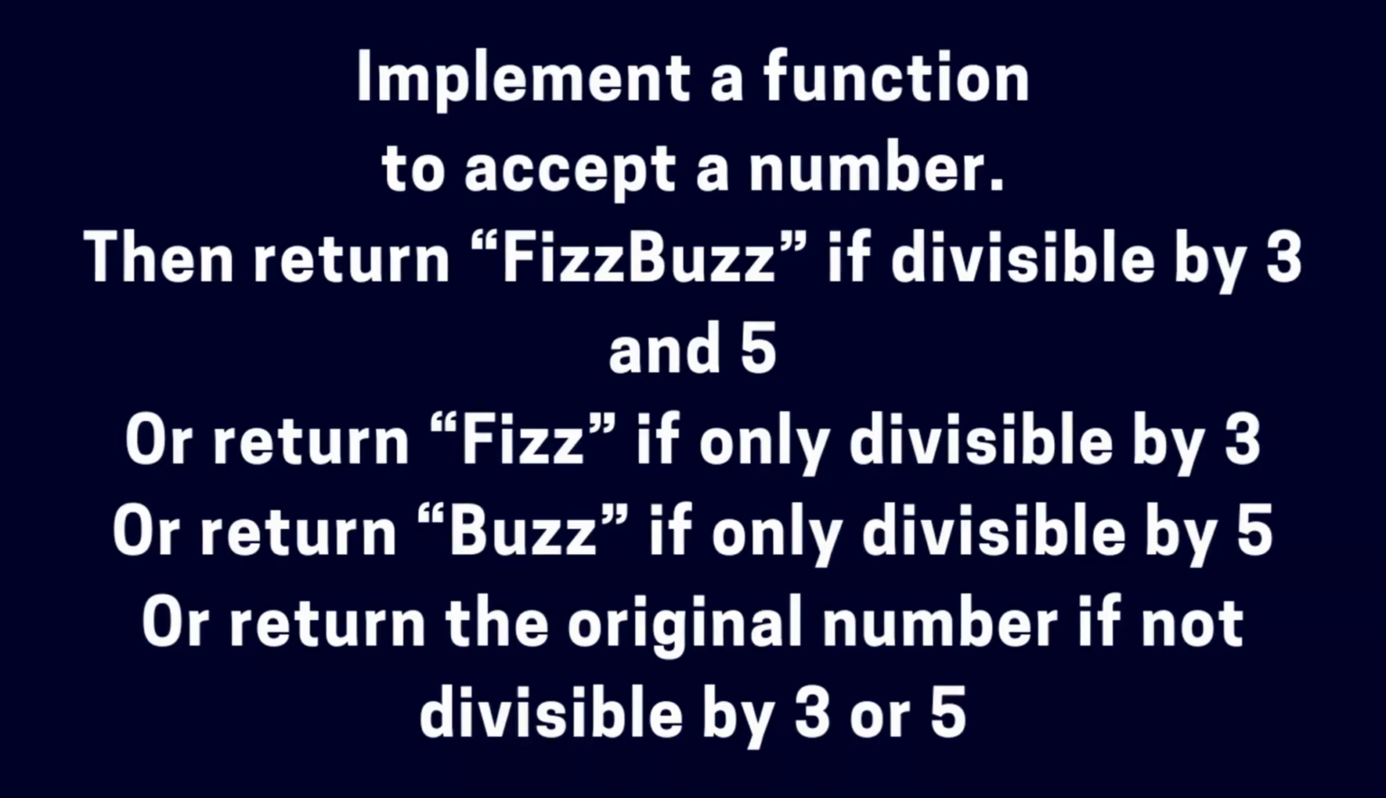Implement a function to accept a number as a parameter, then return the string FizzBuzz if that number is divisible by 3 and 5, or return the string fizz if it's only divisible by 3 and not 5, or return the string buzz if it's only divisible by 5. Now if the number is not divisible by 3 or 5, then just return the original number.